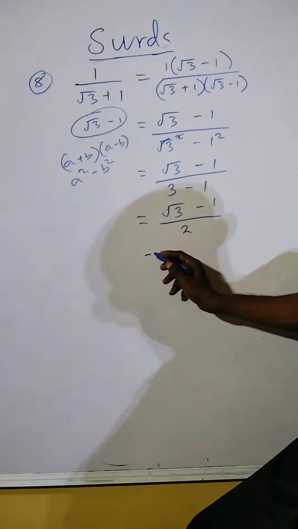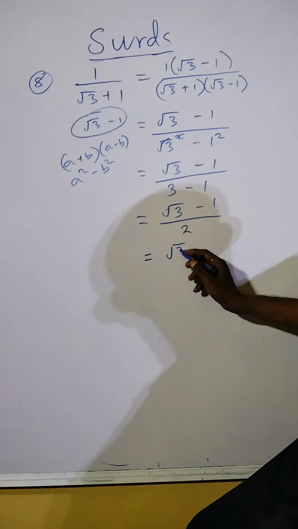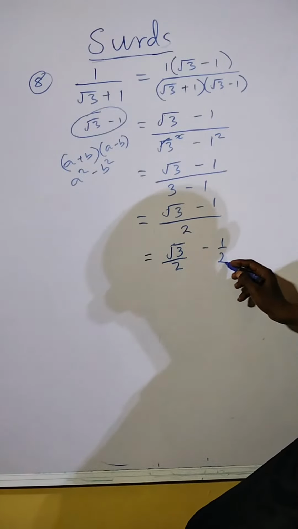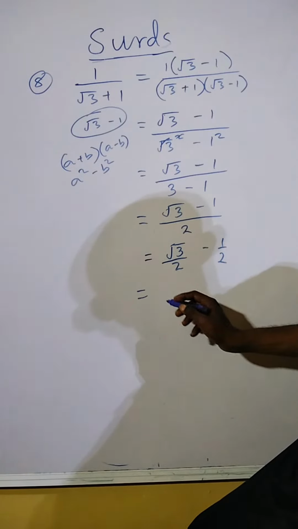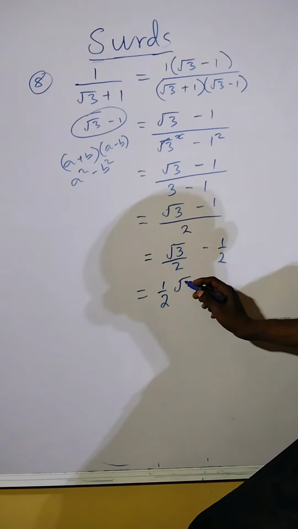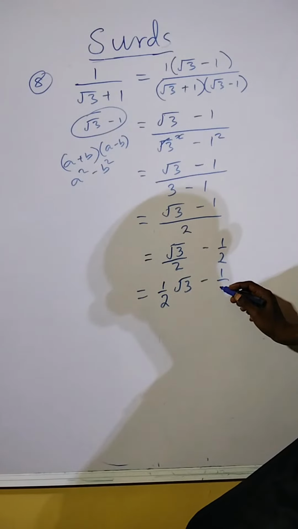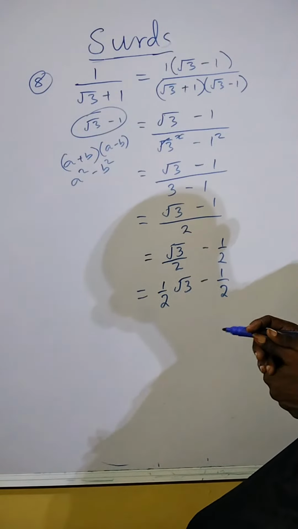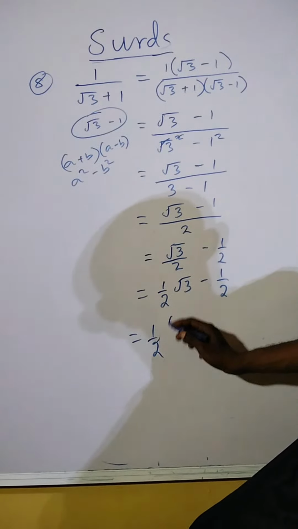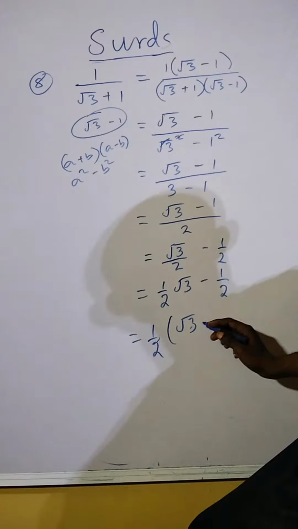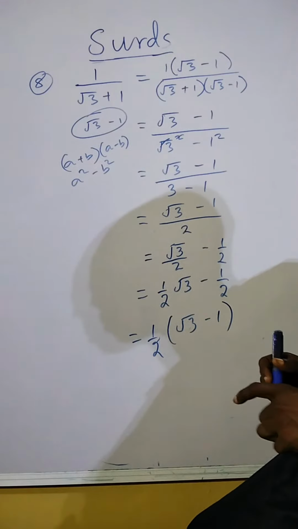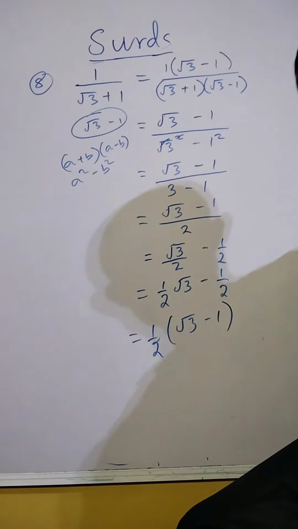And if you like, we can write it as root 3 over 2 minus 1 over 2. Or you can say this is 1 over 2 root 3 minus 1 over 2. Whichever way you want it. Or we can say this is 1 over 2 into (root 3 minus 1). Still the same thing. So that's what we have for number 8 question.